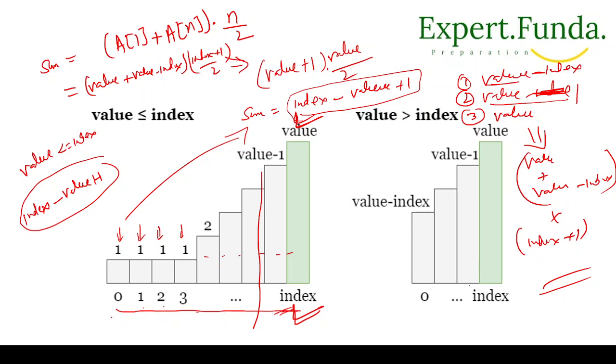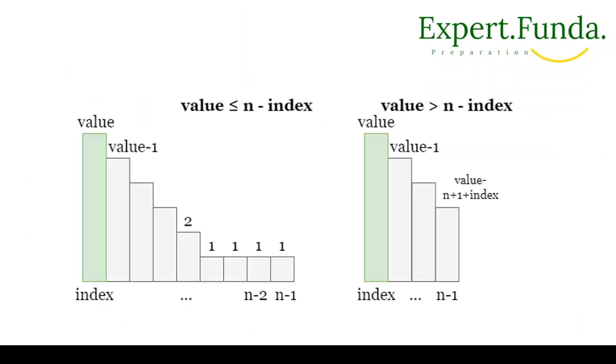So this is the approach that we will follow in this part. Similarly, let's suppose on the right side we have nums at index, which is exactly the same. We need to determine the length of the arithmetic sequence and the length of the continuous array of 1s, based on the relative size of n minus index and value. So this is your n minus index and this is your value.